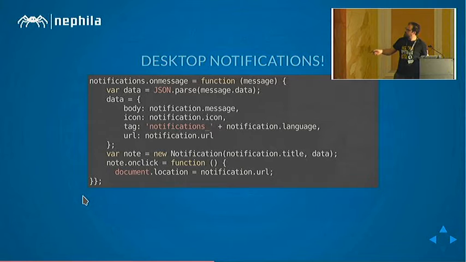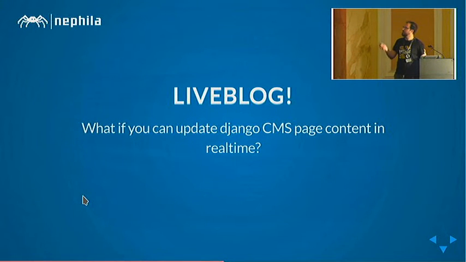And then I just create a notification, and then I add an on-click event to allow the user to go straight to the updated page. This is nice. Even nicer is being able to do live blogging without constantly polling the backend for new updates. Channels already provides a sample live blogging application.